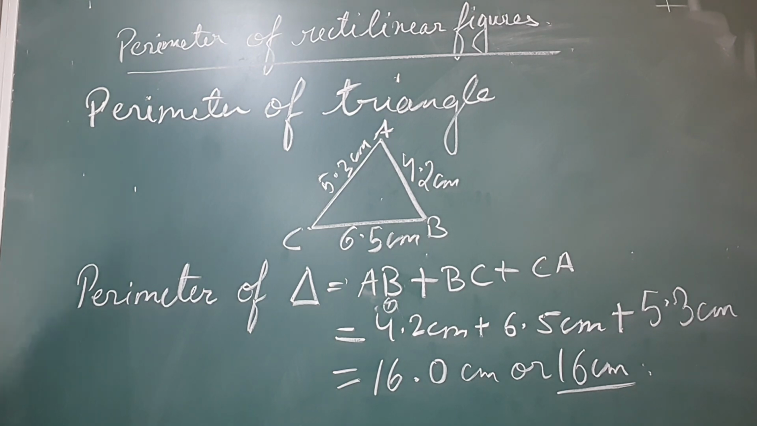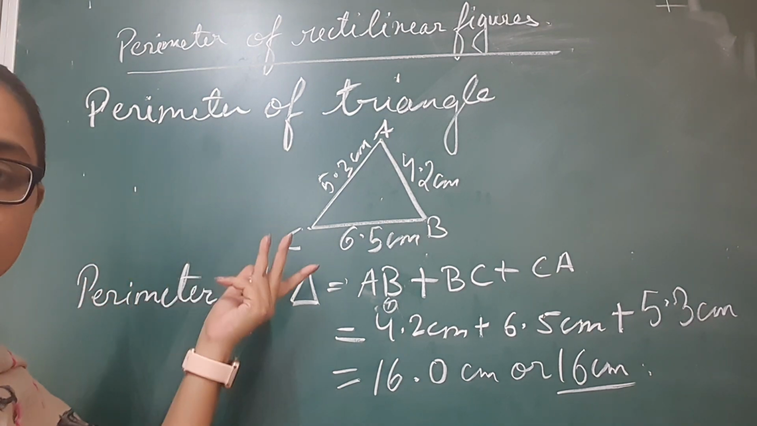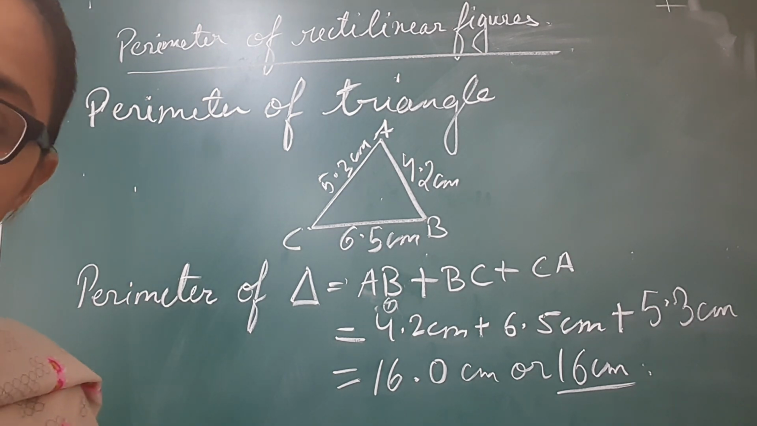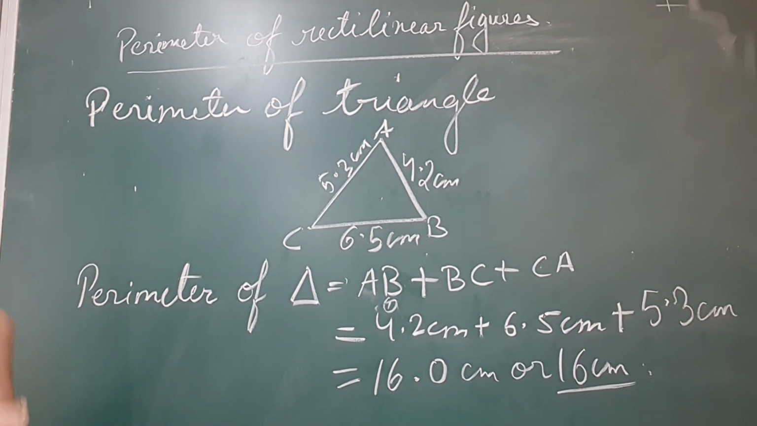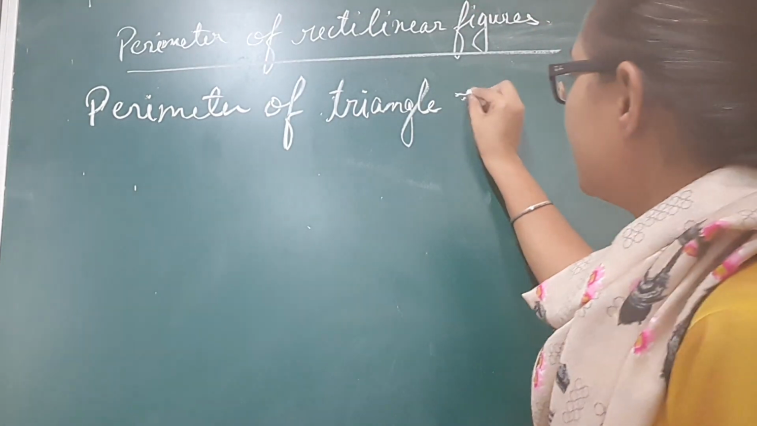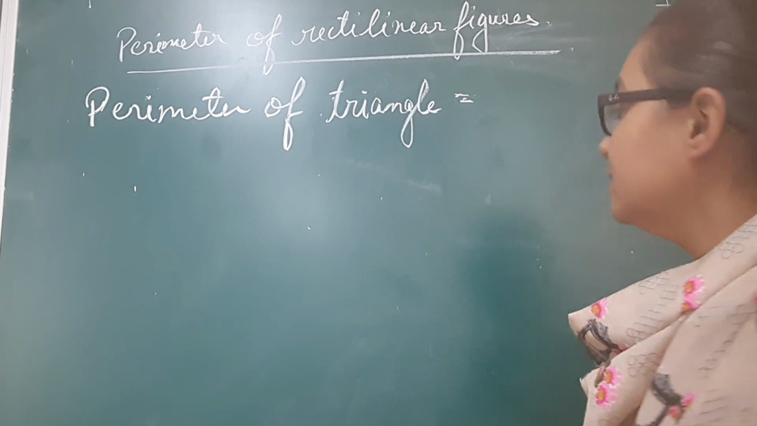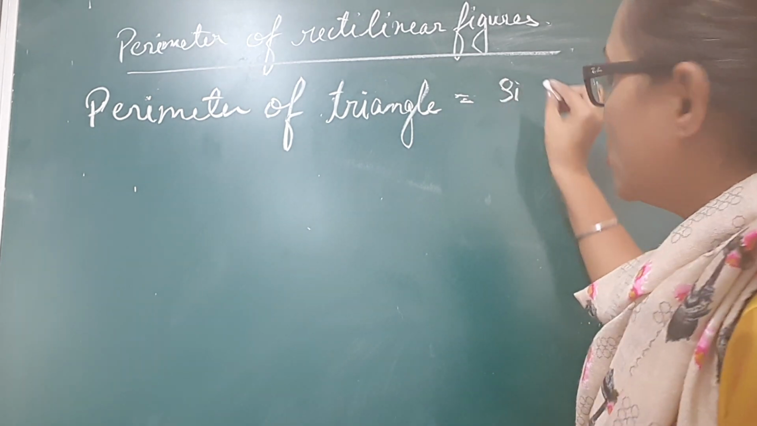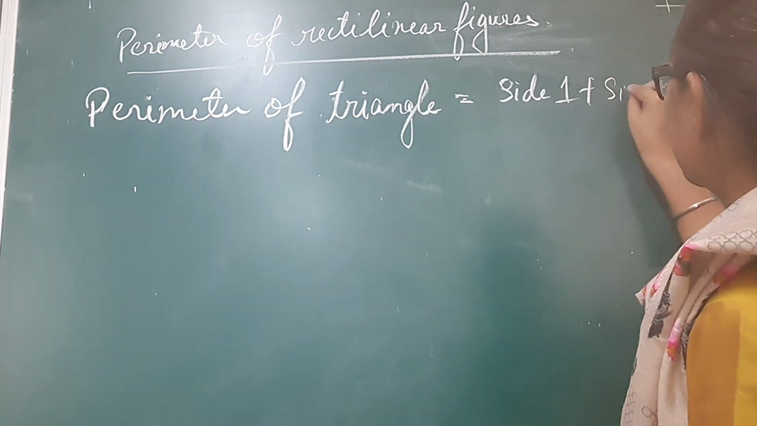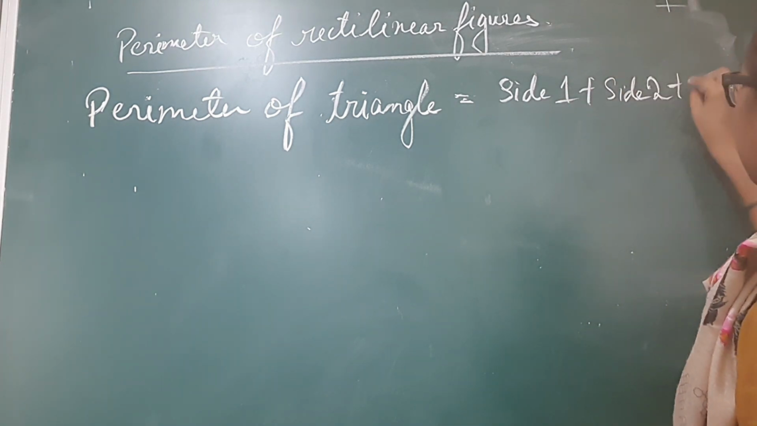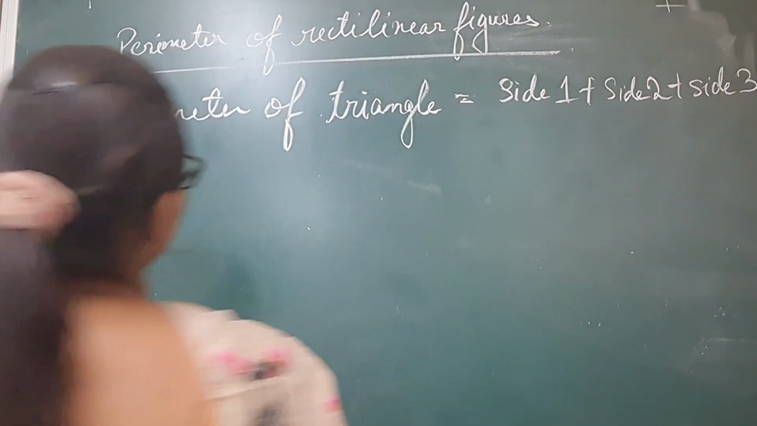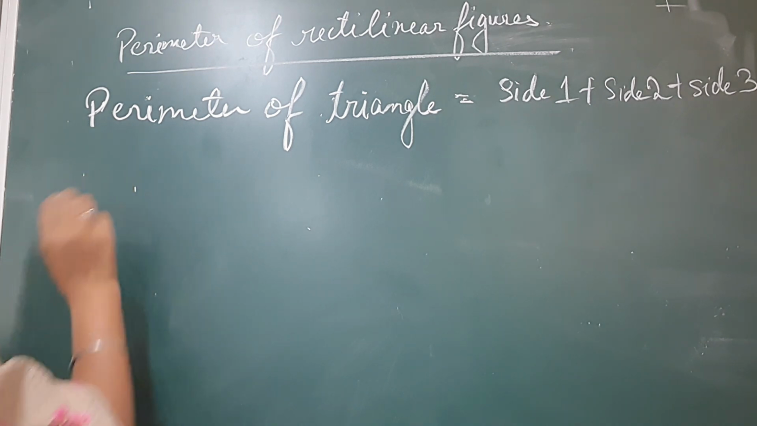Now we are going for another polygon, that is the four-sided one, that is your rectangle and your square also. Before moving ahead, we must know the formula of the perimeter of a triangle, that is you are going to add all the sides, that is side 1 plus side 2 plus side 3. Okay. Now we will understand the perimeter of a rectangle.